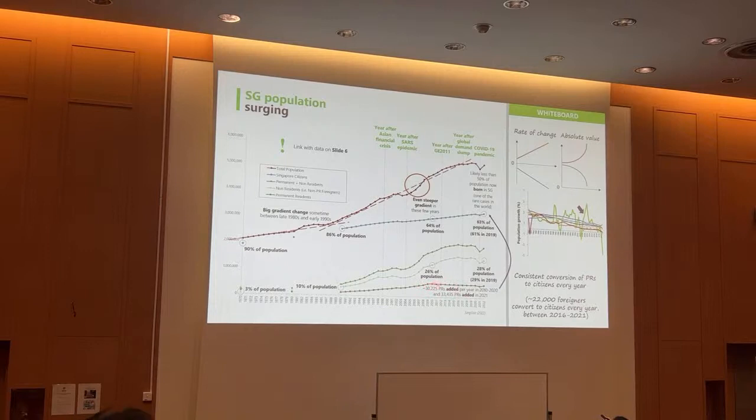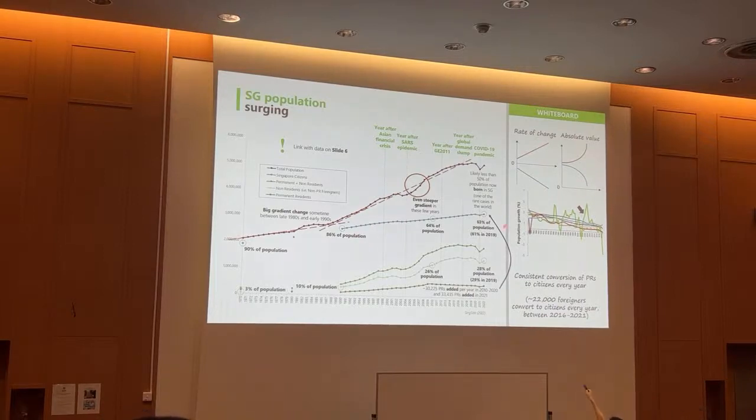Then when you see a flat line here, it does not mean that we have no increase in PRs. No, in actual fact, we have a continuous increase in PRs every year, about 30K plus, depending on the year. This steady horizontal line is because there is a continuous addition of new PRs and a continuous conversion of PRs to citizens. So how many come in, how many will go out. So in the end, you will have quite a steady state.